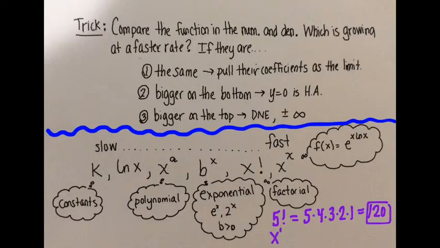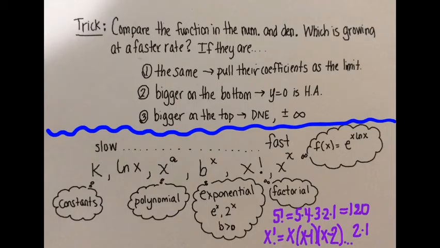X factorial has the same idea, that it would be x times x minus 1, x minus 2, and since we don't know what x is, we would have to do a dot, dot, dot until we hit our 2 times 1. All right, and then the fastest growing function is x to the x, where x is in the base and x is in the exponent.